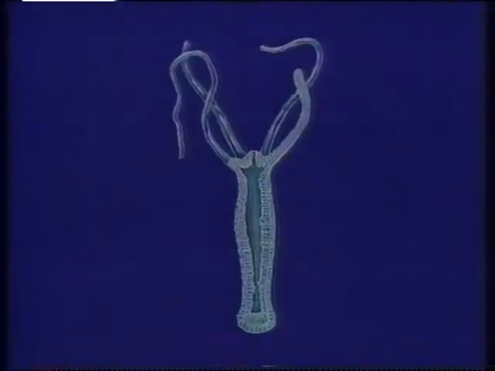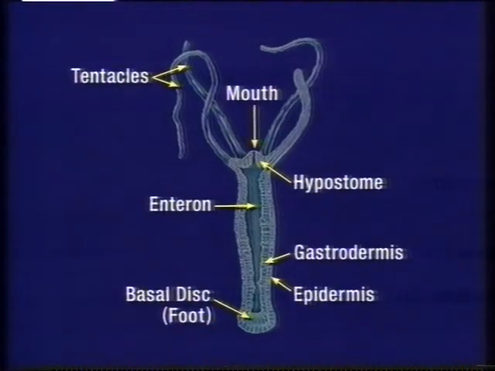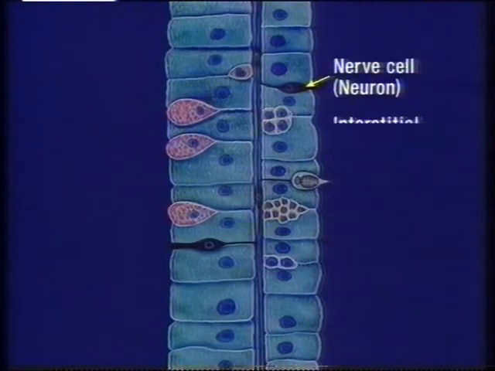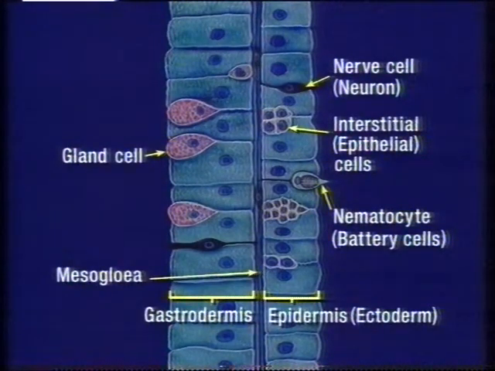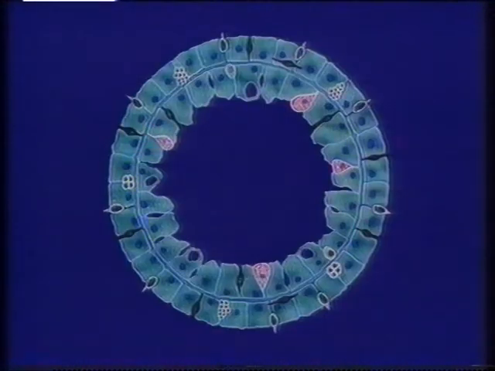The hydra in longitudinal section can be seen to be composed of two layers of cells, the epidermis or ectoderm and the gastrodermis or endoderm. The body is a simple sac with a mouth at one end surrounded by tentacles and a basal disc or foot at the other. Some of the cell types are shown here in this enlarged section through the body wall. Their position around the body of the hydra can be seen more easily in this cross-section.